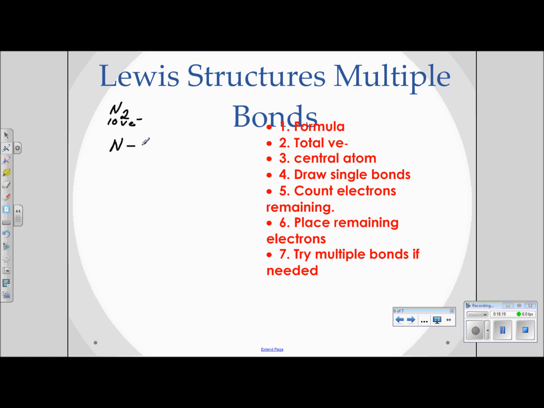And I'm going to go ahead and write NN. This is the only way to attach them. And this, of course, represents 1 pair of electrons, 2 electrons being shared, so we represent it with a dash. Now, once I do that, I can subtract 2 electrons, and this gives me 8 electrons left to be placed. So I'm going to say 1, 2, 3, 4, 5, 6, 7, 8.